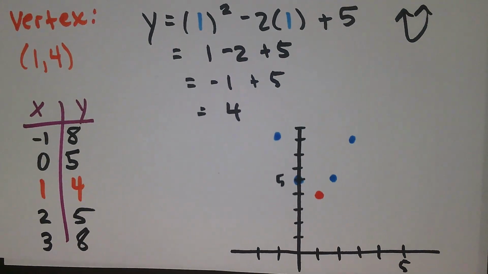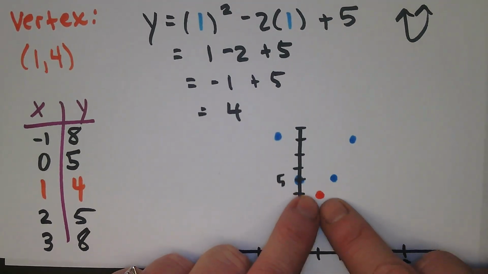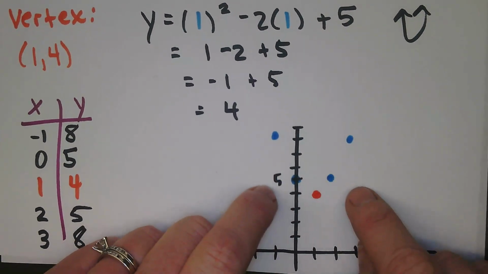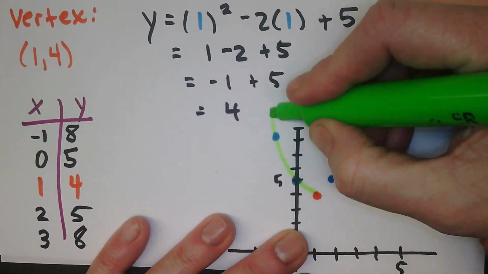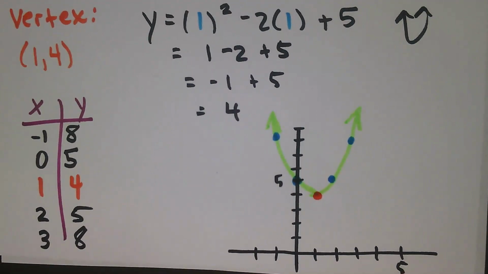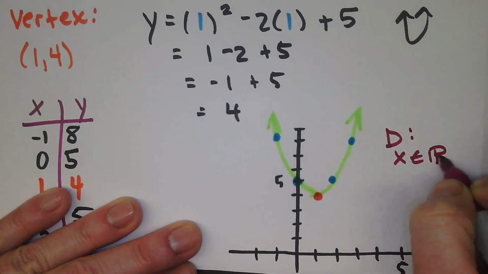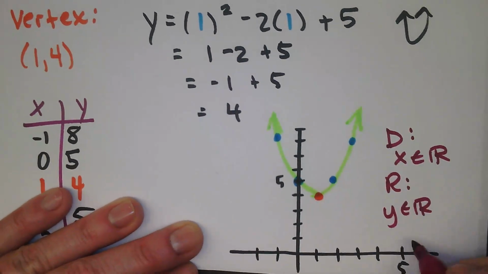And that, by the way, fits my a pattern growth, right? From the vertex, I go left and right 1, up 1. From the vertex, left and right 2, up 4. That's the quadratic growth. 1 squared is 1. 2 squared is 4. Here is my parabola. So I connect it with that U shape. It didn't ask for this, but I'm getting in the habit of always doing this. My domain, x is all real numbers, and my range, y is all real numbers, but it's got to be greater than or equal to 4.